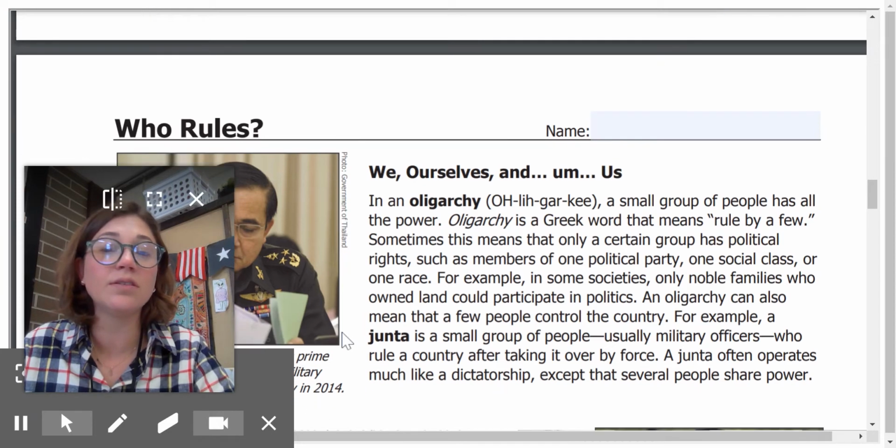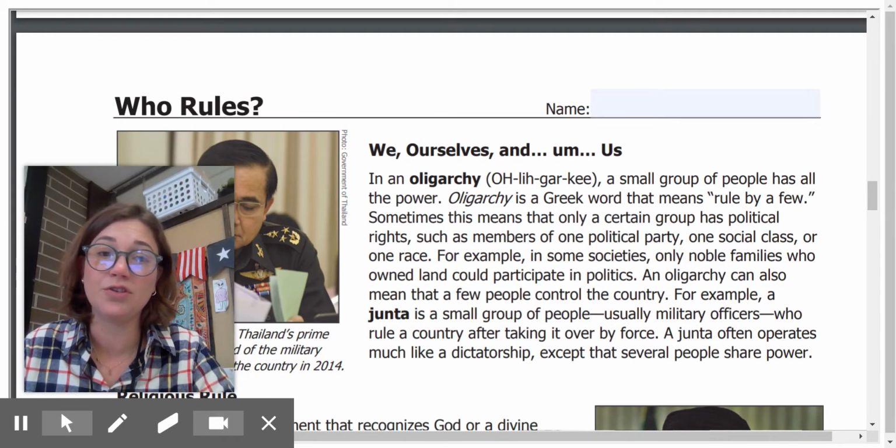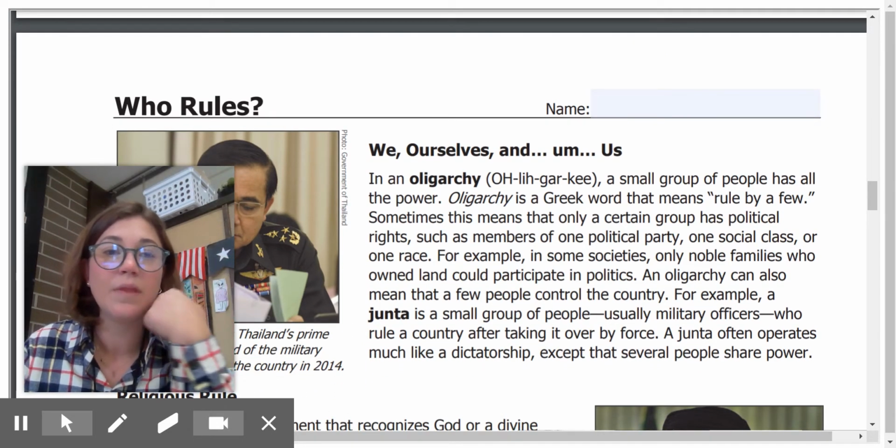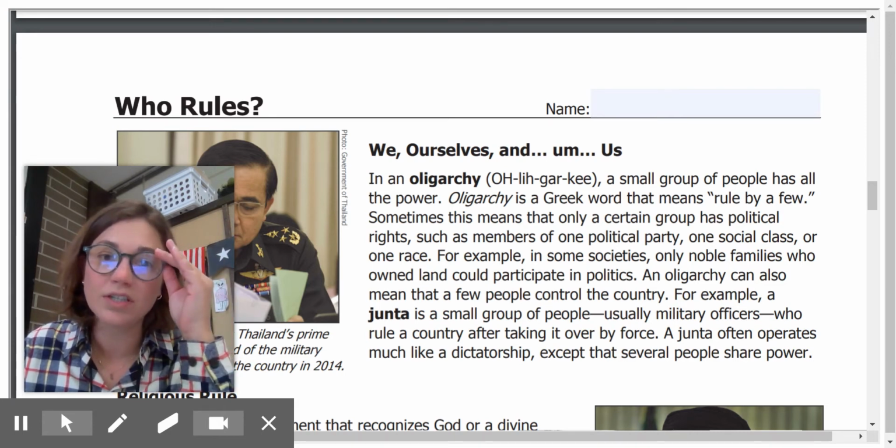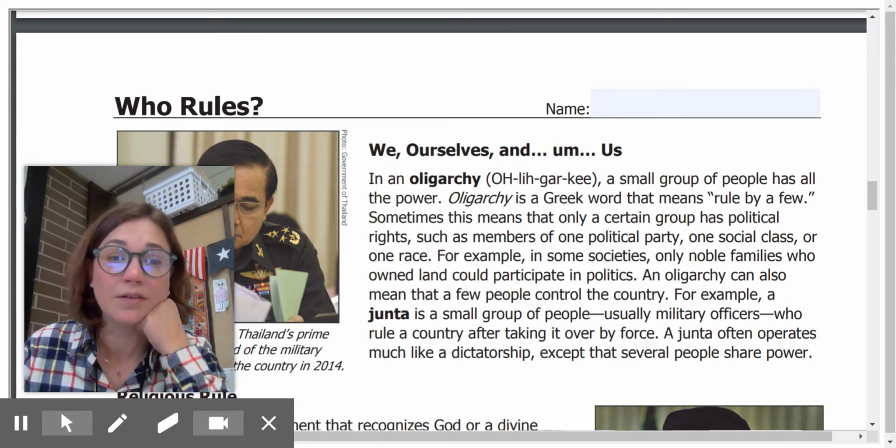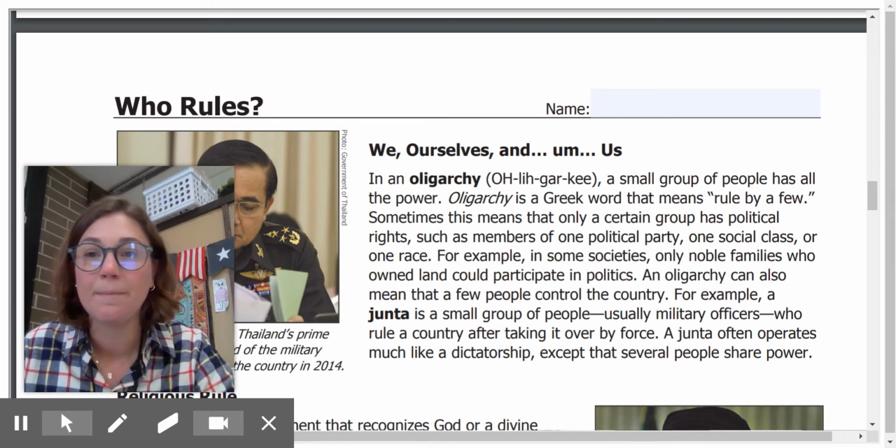An oligarchy can also mean that a few people control the country, right? Oli is a few. For example, a junta, or a small group of people, usually military officers, who rule a country after taking it by force. A junta often operates much like a dictatorship, except the several people share power.